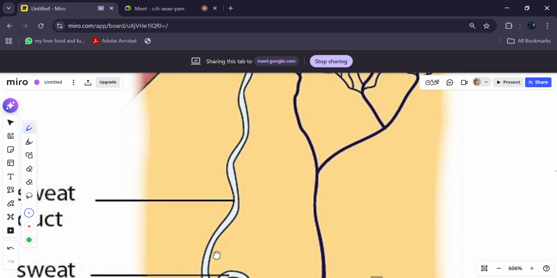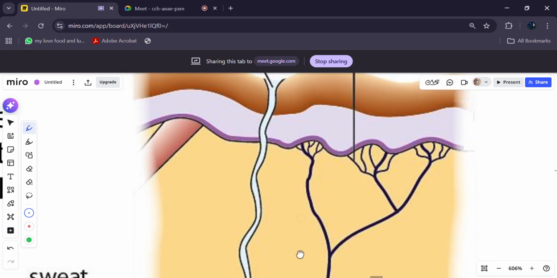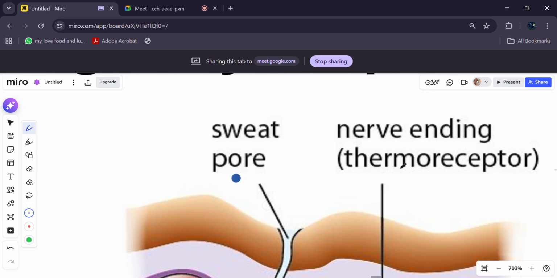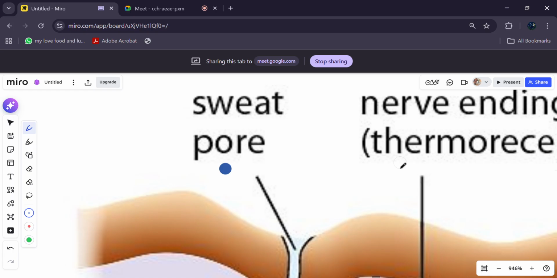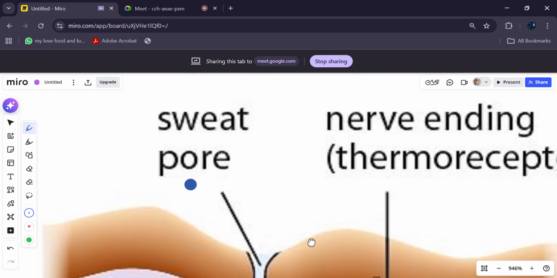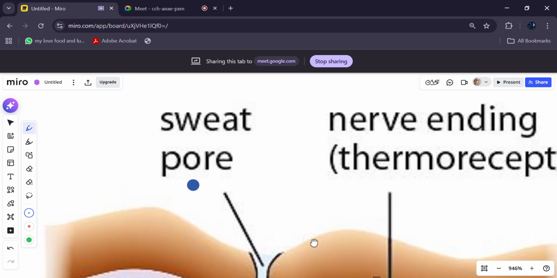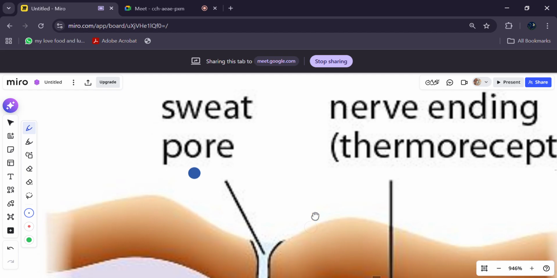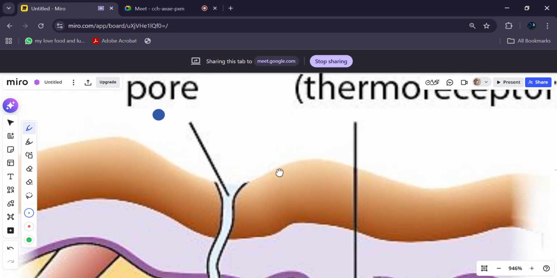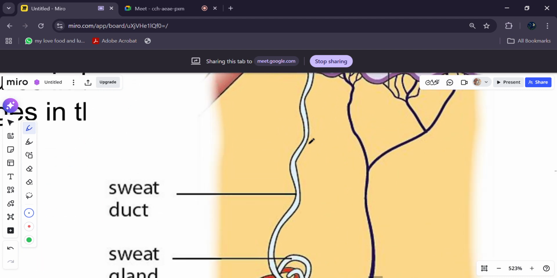The secreted sweat flows through the sweat duct to a sweat pore that opens at the skin surface. When the pore opens, sweat pours out of our skin. The secreted sweat is made up of water, and it contains dissolved salts and small amounts of urea. Since sweat contains small amounts of metabolic waste products such as urea, the skin is considered an excretory organ.